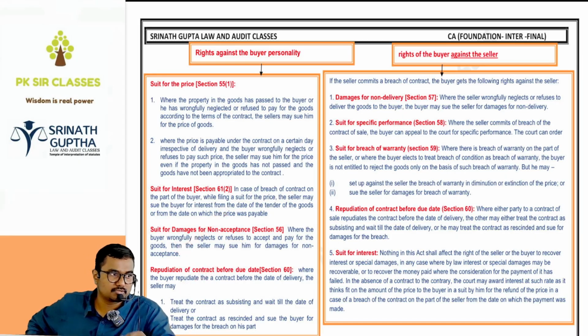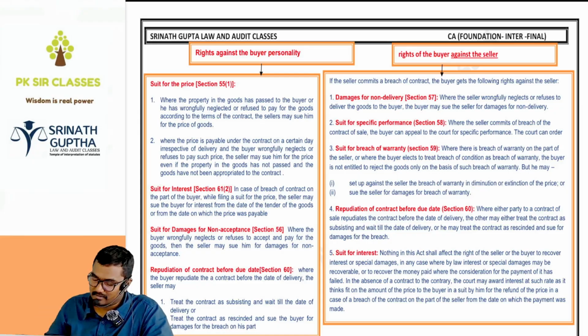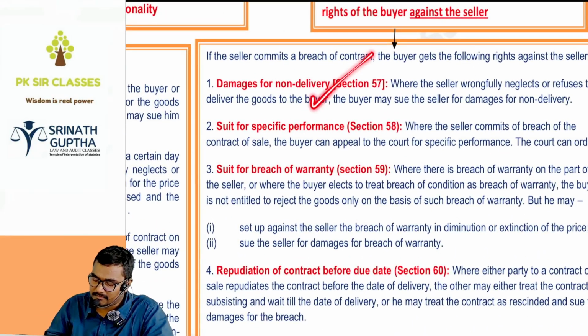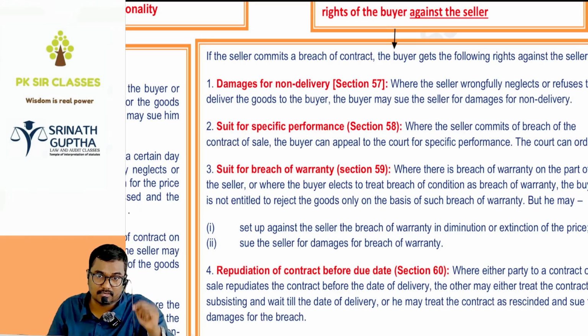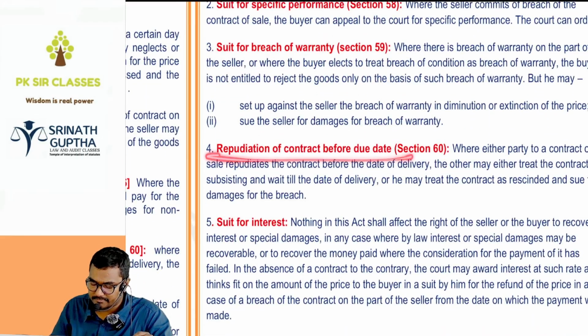Now the rights of the buyer. I sold the goods to Rajini. Rajini paid the money, but I'm not giving the goods. Whose fault? Seller's fault. I sold the goods, ownership is transferred, she gave the money, payment is done, but I am not giving the delivery of the goods to the buyer. So what can the buyer do? She can sue for non-delivery, damages for non-delivery, sue for specific performance, I want that rice bag only. She can sue for breach of warranty, sue for repudiation of the contract, and sue for the interest.